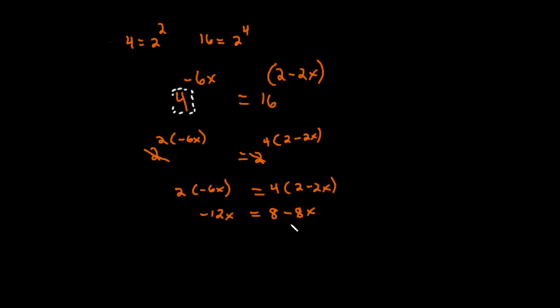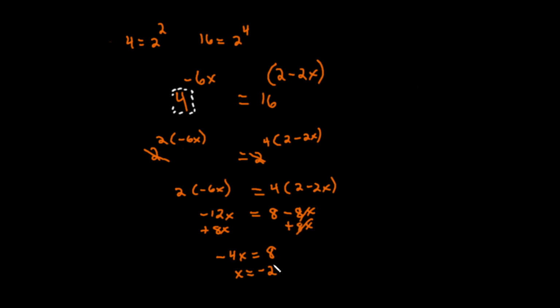Let's go ahead and move this 8x over to the left-hand side by adding it. Cross them out. Negative 12 plus 8 is going to be negative, and you subtract them. So we get negative 4x is equal to 8. Divide both sides by negative 4. You're going to get x is equal to negative 2.